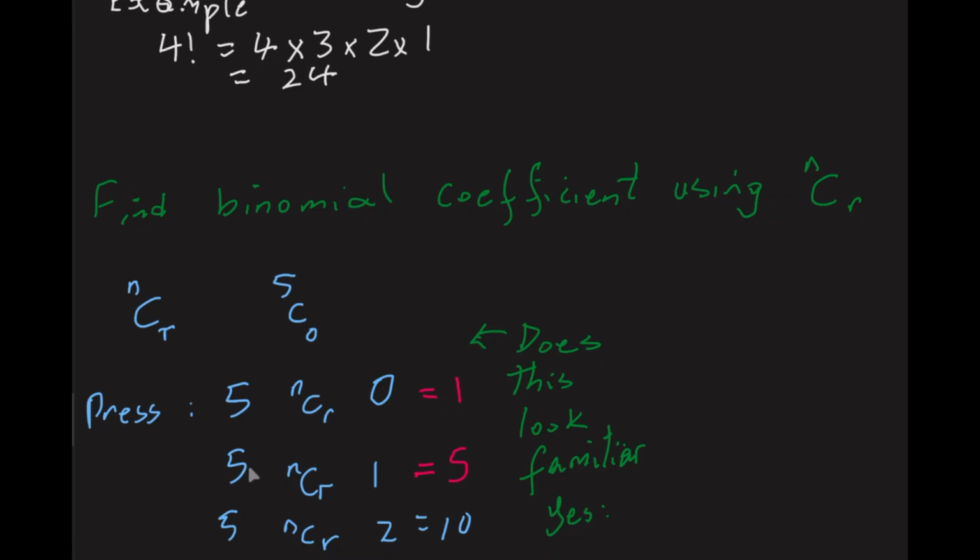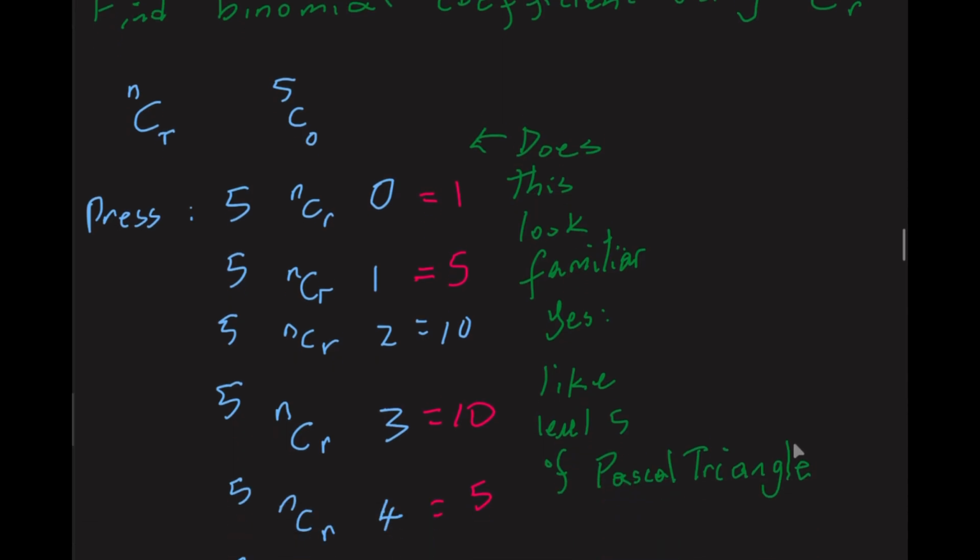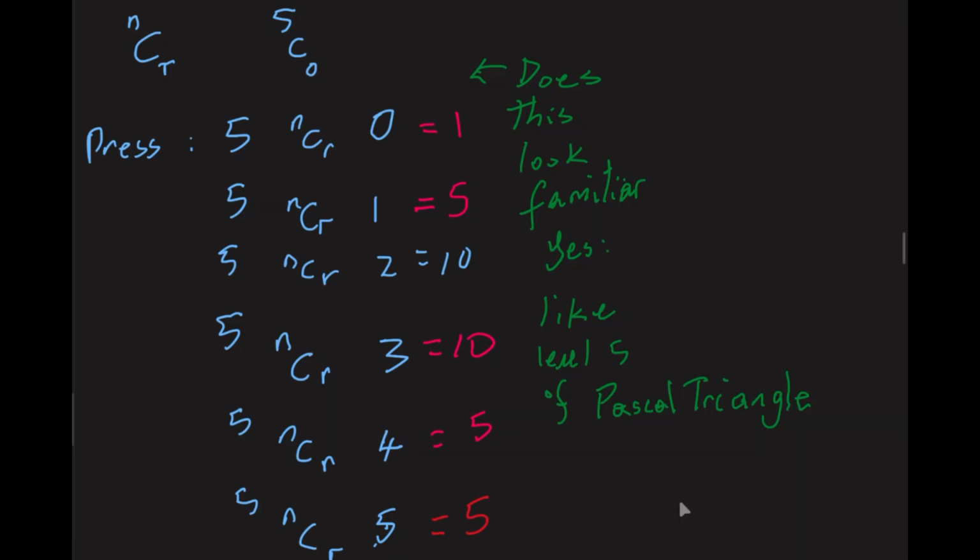If you were looking at 5 choose 1, you do 5 nCr 1, and that will output 5 on your calculator, or 5 nCr 2, that will output 10, and 5 nCr 3 will output 10 again, and 5 nCr 4 will output 5, and 5 nCr 5 will give you back 1.